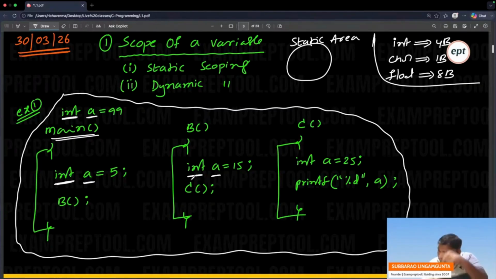At what time? Run time. When you run, local variable memory will be allocated. In which place is the memory allocated? In the stack area. Local variable memory is allocated at run time in the stack area. That is the reason stack is normally called the runtime stack. Whenever this program is running, memory is allocated for local variables in the stack area.